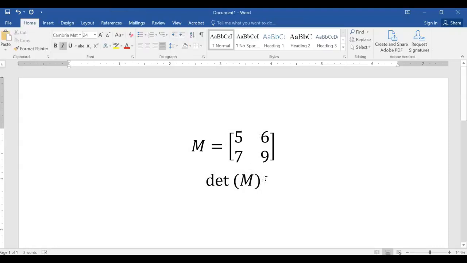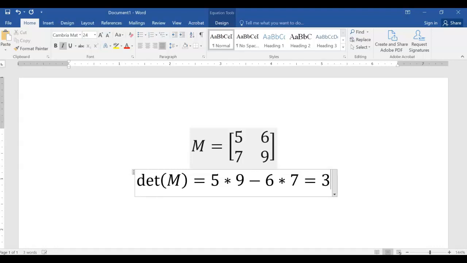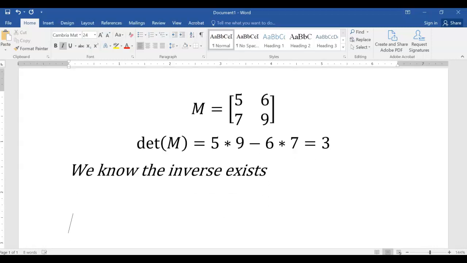The determinant of matrix M is going to be AD, that's 5 times 9, minus BC, 7 times 6. It doesn't matter if you write 6 times 7 or 7 times 6, it's all the same. And what that gives me is the number 3. Now, because this determinant is 3, we know the inverse exists. And in fact, we know how it exists.